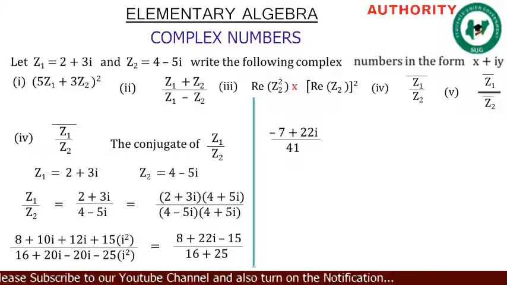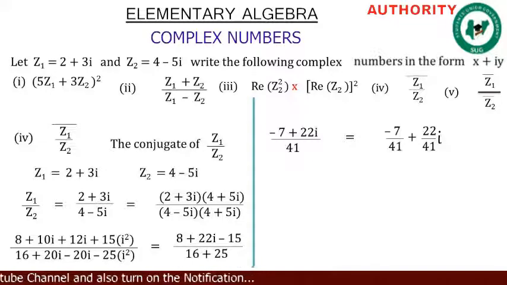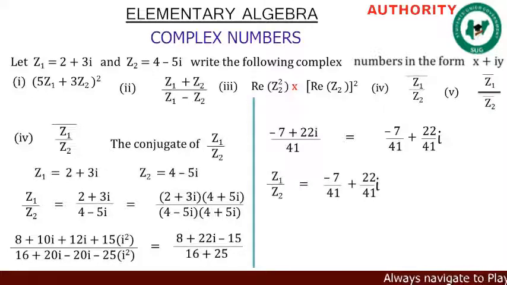Okay, this is not in the form of x plus iy, so let's write it properly in the form of x plus iy. So we're going to have minus 7 all over 41 plus 22 all over 41i. Okay, so we have found z1 all over z2. Now our question says the conjugate of this z1 all over z2, so we have found it.